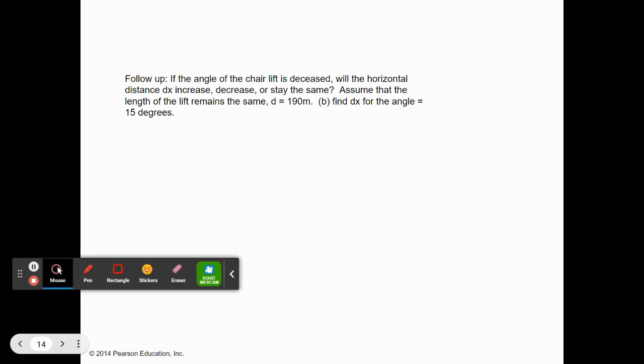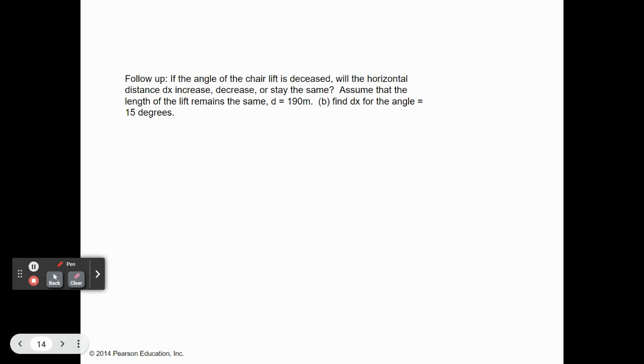All right, so let's look at the follow-up. It says, if the angle of the chairlift is decreased, will the horizontal distance dx increase, decrease, or stay the same? Assume that the length of the lift remains the same. Find the dx for the angle equal to 15 degrees. Okay, so now our right triangle, instead of being 26 degrees, is now 15 degrees. Our resultant is still 190, and we're looking for dx.